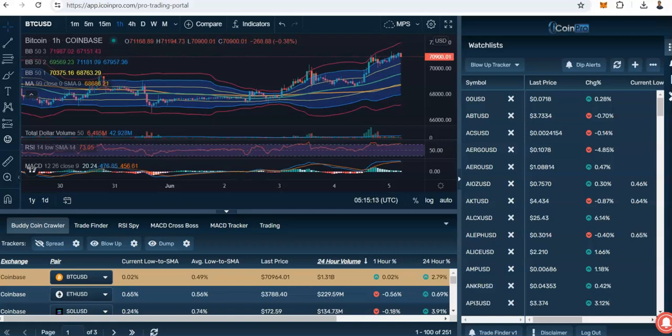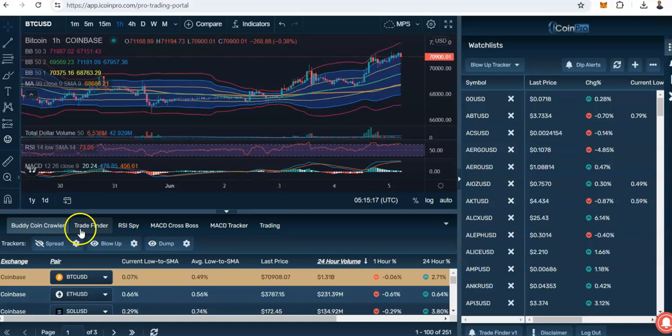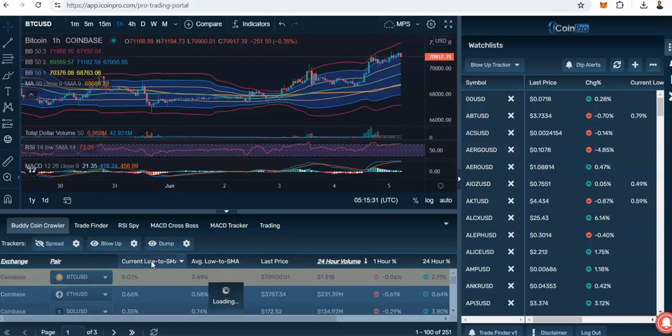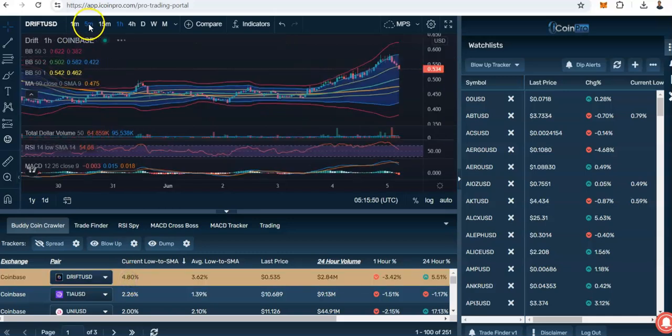So now what we're going to do is use the iCoinPro trading portal, and all we're going to do is use Buddy Coin Crawler, Trade Finder, and Blow Up Tracker. That's what I do. So Buddy Coin Crawler, we're going to click refresh right here, and then we're going to go ahead and sort by current to low SMA, and we're going to click on it twice to organize it by highest. And then what we're going to do is just see if this number is way bigger than this number, because the average low is this percentage. So if the current low is way higher than the average, then it's probably going to be a good trade.